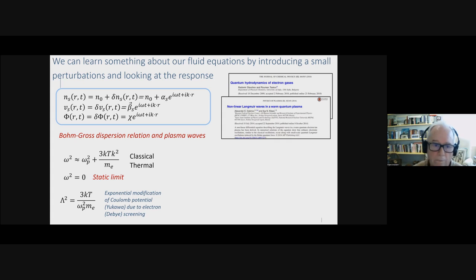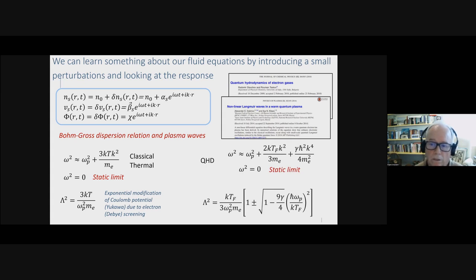Now, if we do the same thing for the electron QHD equation, we get the following dispersion relation. If we now look at the static limit of omega squared equals 0, we also get a screening, but now we get the so-called Thomas Fermi screening, which is appropriate for degenerate plasmas, and we get a correction due to Bohm, which can produce oscillations in the screening length, which is interesting, which might give us some sense of experimentally observing these types of things.